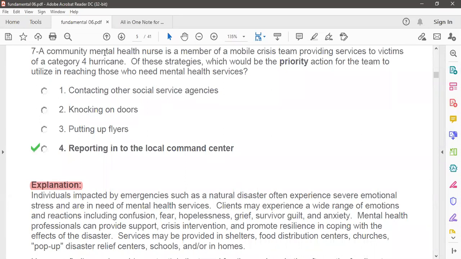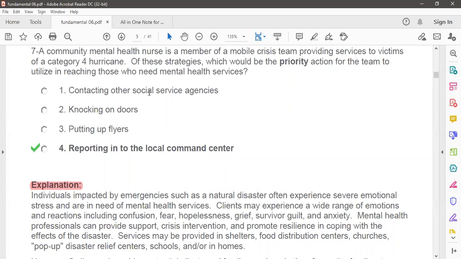So a community mental health nurse is a member of a mobile crisis team and is providing services to the victims of a Category 4 hurricane. Of these strategies, which would be the priority action for the team to utilize in reaching those who need mental health services? So in this question, the examiner wants to know the best option to reach out to the victims. Definitely this question is about mental health services, but they are victimized because of a Category 4 hurricane. Out of 4, which is the best way to reach out to them?